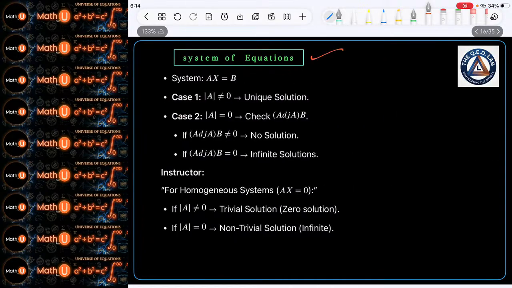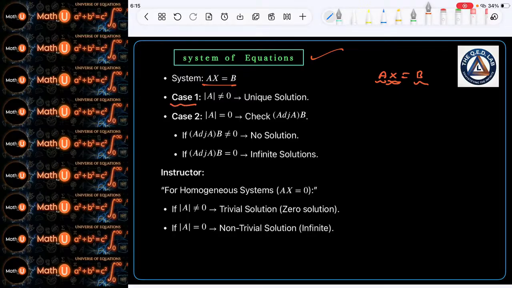Then, system of equations. There are various methods to check the system of equations. This is the system Ax equal to B. A is the coefficient matrix. B is the right side elements. X can be taken as the variables, and column-wise you should take the variables given in the system.